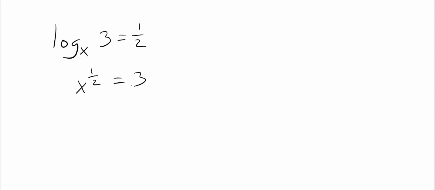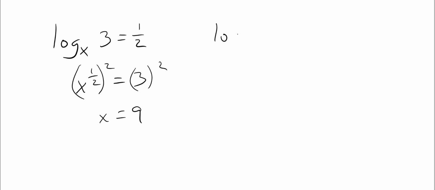Okay, so if I said log base x of 3 equals 1/2. So you're going to write this as an exponential: x to the 1/2 power equals 3. And how do you solve for x? Well, you got to square both sides. That's how you get rid of the 1/2. You got to square both sides. So x is equal to 9. Okay, it's not too bad.